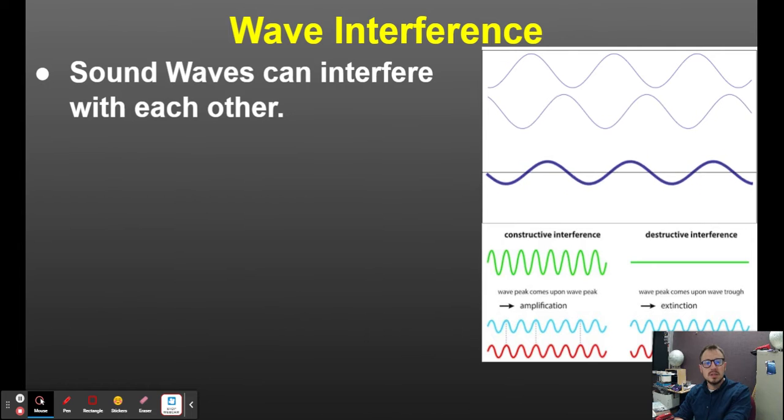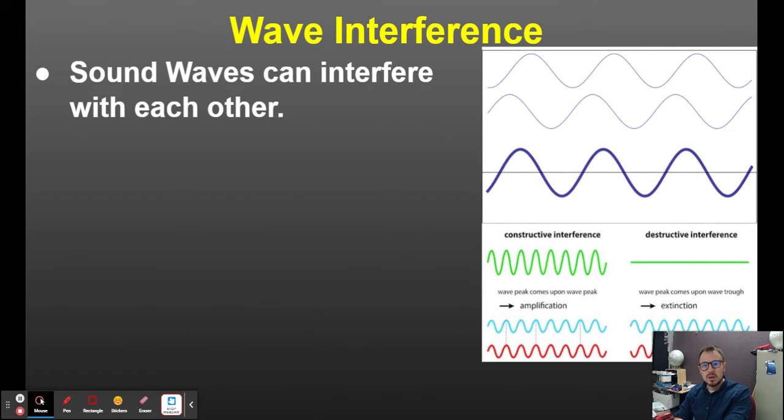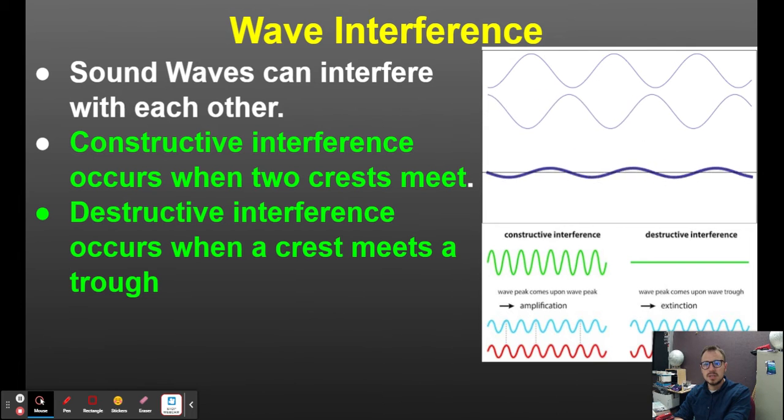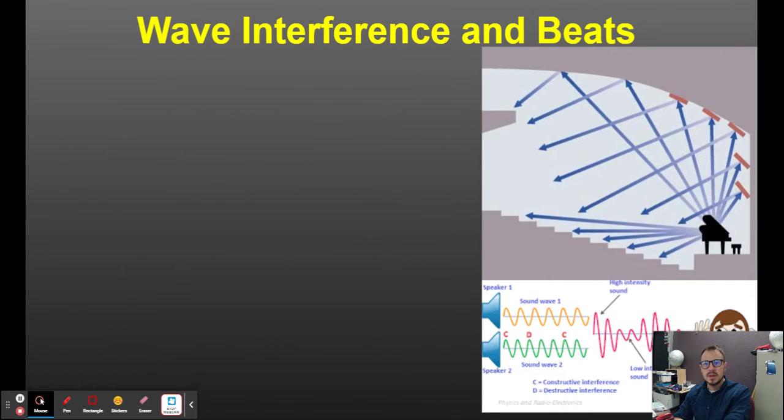All right, now the different things that can happen with waves are wave interference. Constructive interference occurs when two crests meet. Destructive interference occurs when a crest meets a trough.